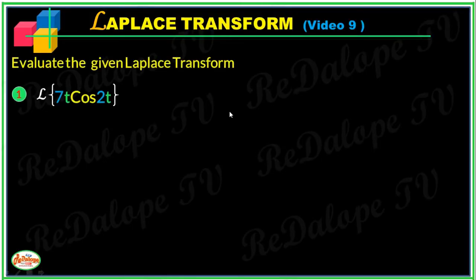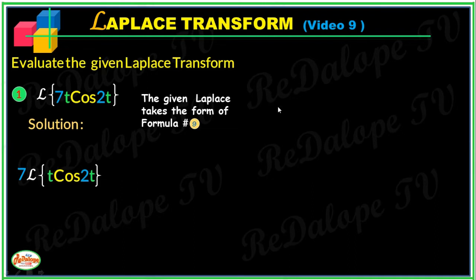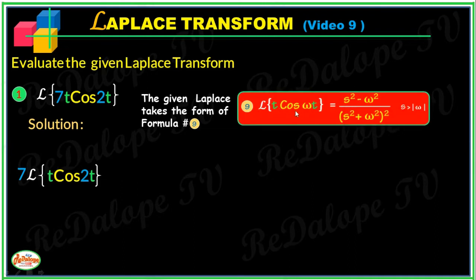Say the given problem is the Laplace of the product of 7t multiplied by cosine 2t. This Laplace problem can now be written also as 7 multiplied by the Laplace of the quantity of t cosine 2t. Since 7 is a multiplier, we're going to place 7 before the Laplace symbol. So we have the 7 here. And if you take a look at this function, t cosine 2t takes the form of formula number 9, t cosine omega t. Then therefore omega is equal to 2.